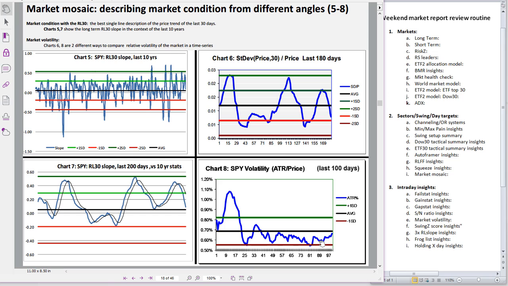Volatility still incredibly low, back to long-term normal conditions in terms of the slope stat, but also in terms of volatility.